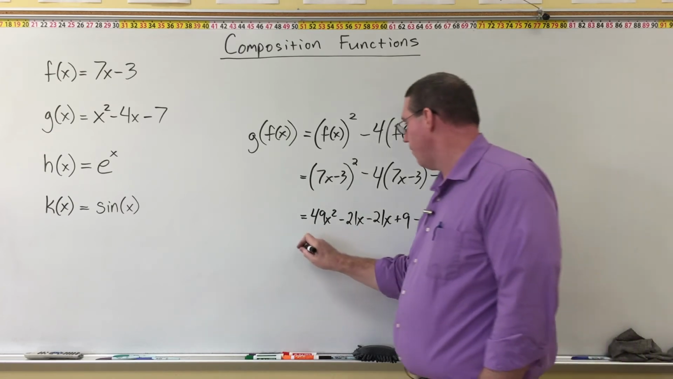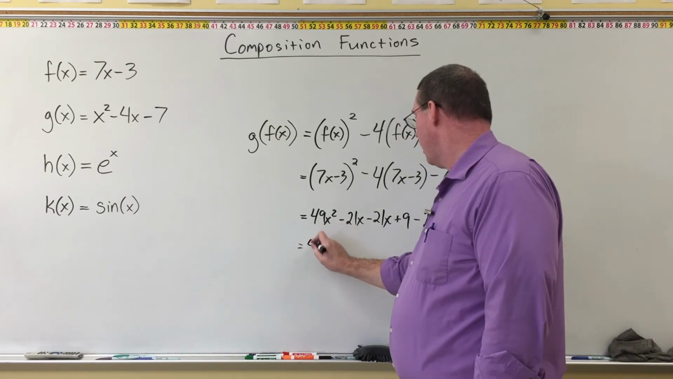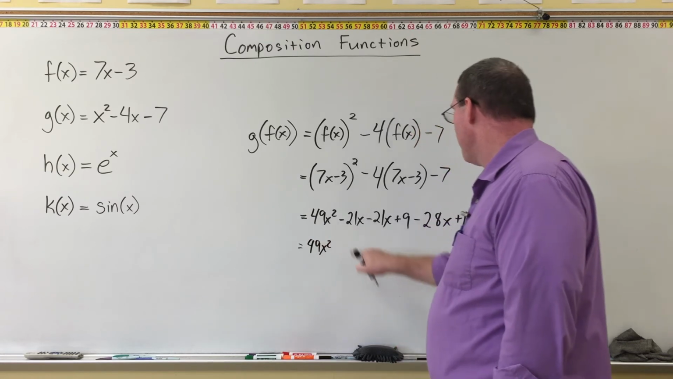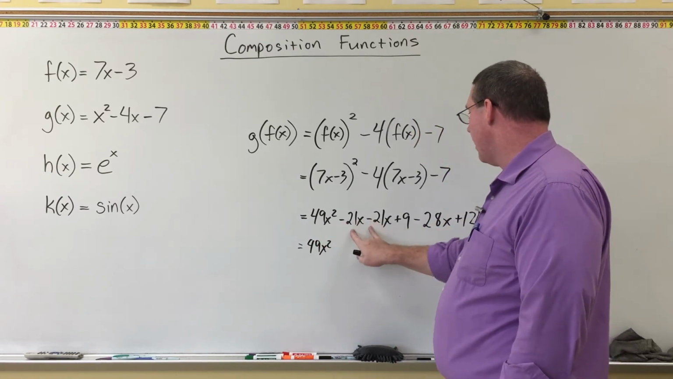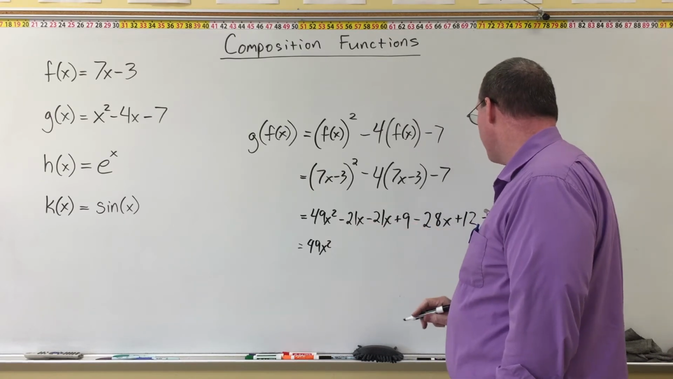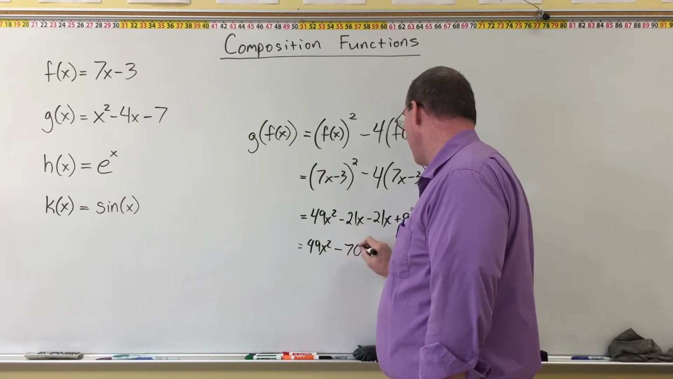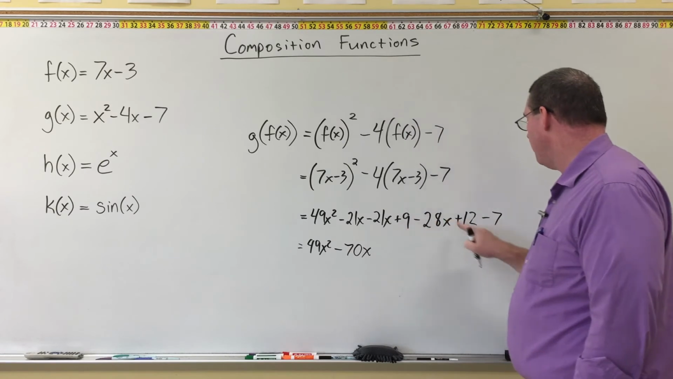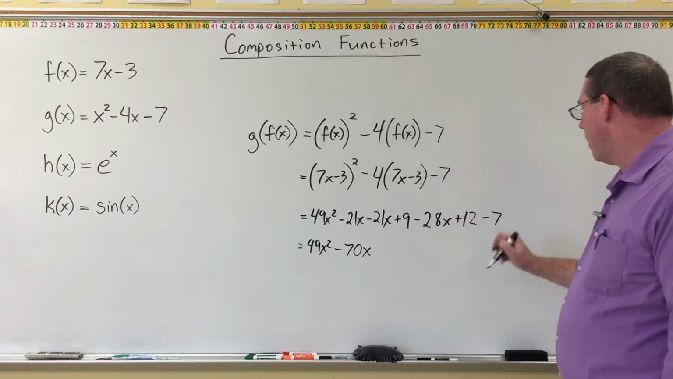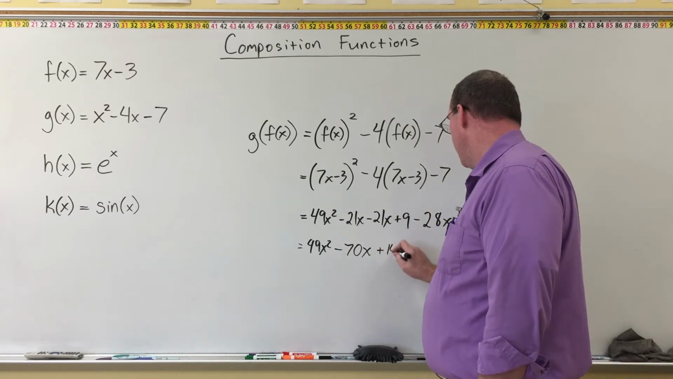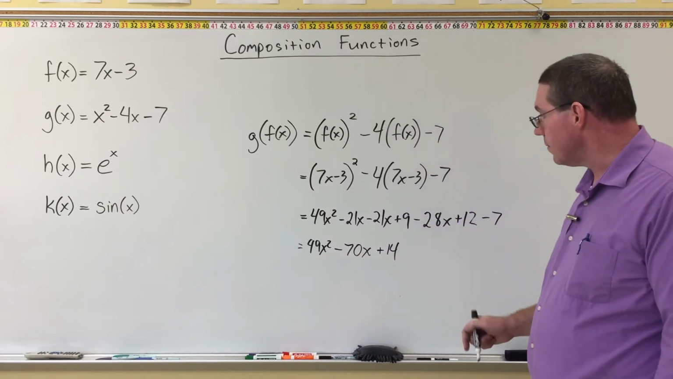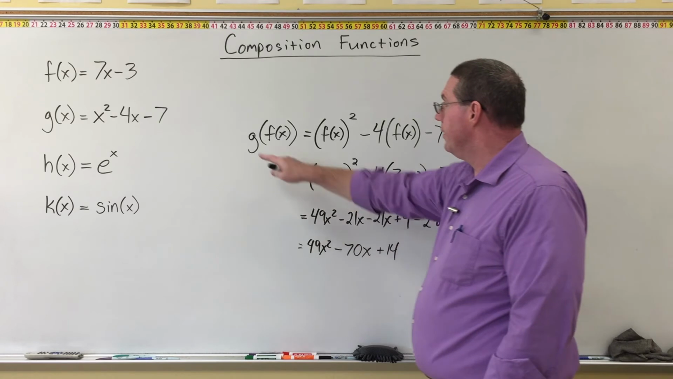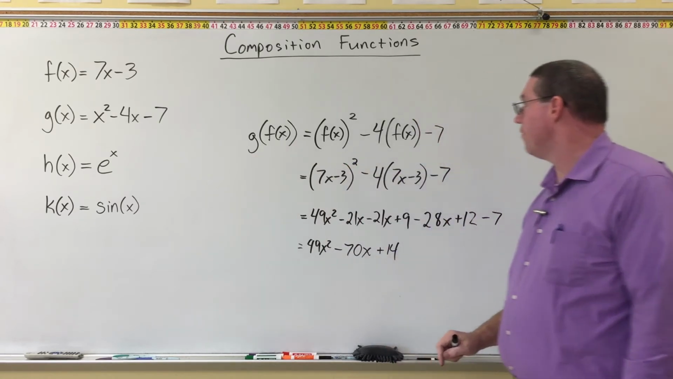And then this can be simplified to 49x squared minus 21x minus 21x minus 28x. That's negative 42 minus 28, that's negative 70x. Plus 9 plus 12, that's 21. Minus 7 is plus 14. And so now what you are looking at here is the composition function g of f of x.